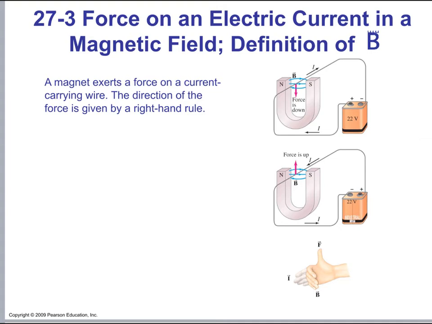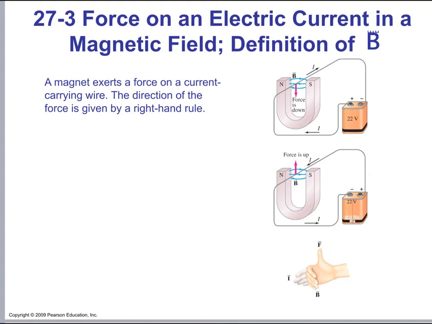If, on the other hand, you reverse the terminals of the battery so that the current is flowing in the opposite direction, in this case, your karate chop, your fingers would literally point out of the page, and you would curl them towards the right of the screen, and your thumb would point up. So that would indicate the direction of the force. And I'm going to show this in a separate video. I'll show the physical motion of doing that so that you'll be able to see how that comes about.